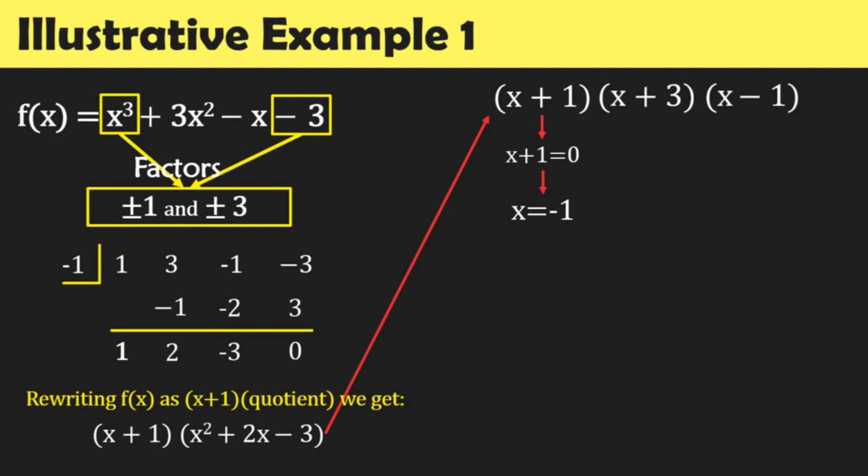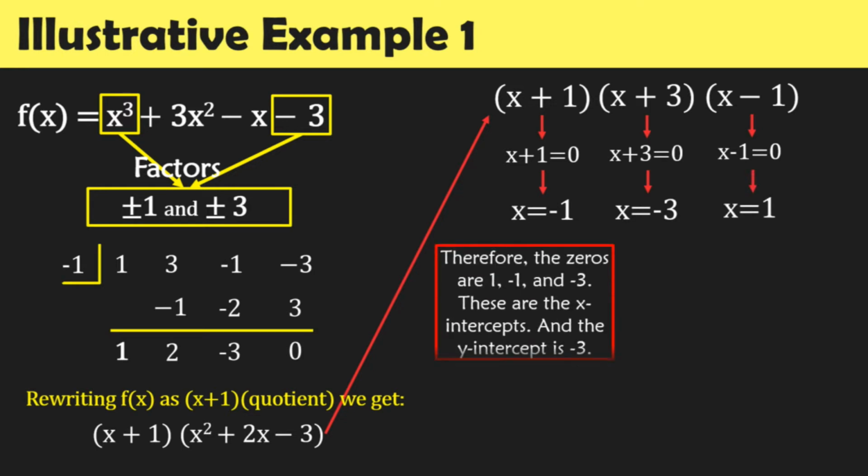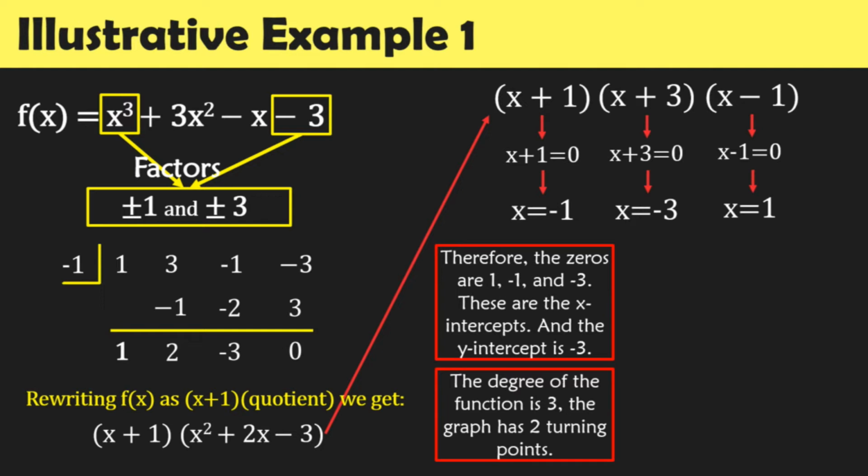Next is x plus 3 will become x plus 3 is equal to 0. And subtract both sides by 3 and will become x is equal to negative 3. Next is x minus 1 will become x minus 1 equal to 0. Add both sides by 1 and will become x is equal to 1. Therefore, the zeros are positive 1, negative 1, and negative 3. These are the x-intercepts, and the y-intercept is negative 3. The degree of the function is 3. The graph has 2 turning points.